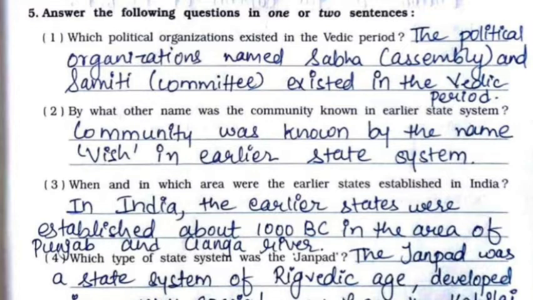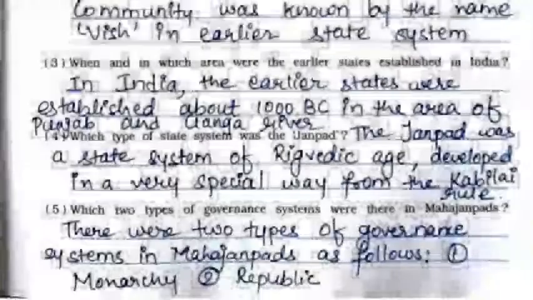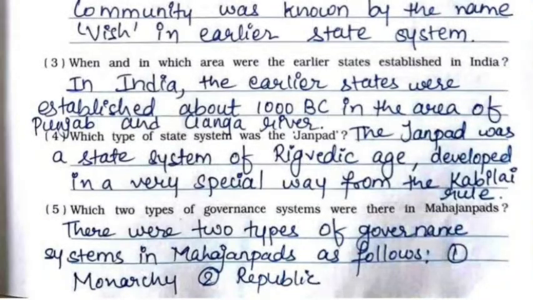Third, when and in which area were the earlier states established in India? In India, the earlier states were established about 1000 BC in the area of Punjab and Ganga river. Fourth, which type of state system was the Janpad? The Janpad was a state system of Rigvedic age developed in a very special way from the Kabilai rule.